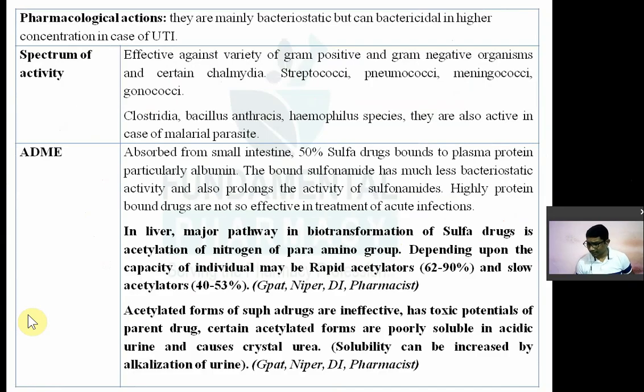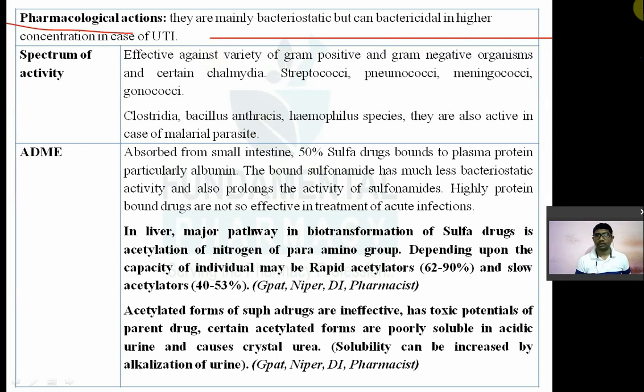Pharmacological actions of sulfur drugs. They are mainly used as bacteriostatic, but they can be bactericidal in higher concentration. Primarily वो bacteriostatic होता है. What do you mean by bacteriostatic? Any agent that can inhibit the growth of bacteria is known as bacteriostatic.